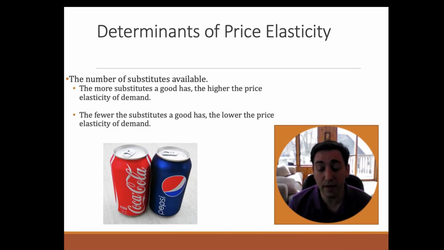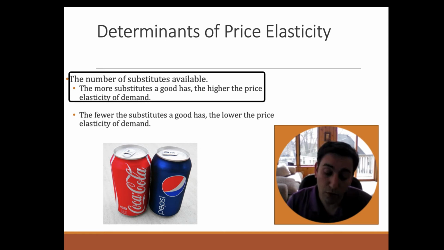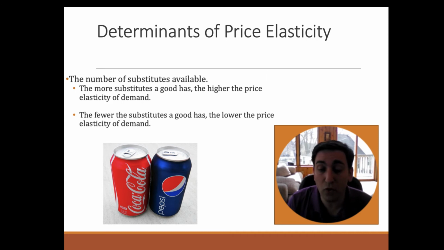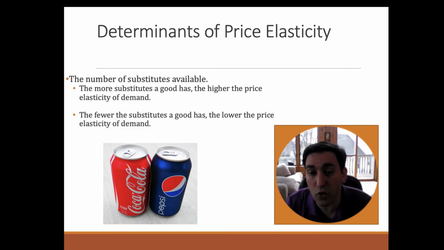So let's take these determinants of price elasticity one at a time. So remember, elasticity is a measure of responsiveness. So the more choices people have, the more likely they are able to respond when a price changes. So the greater the number of substitutes is the number one factor on increasing elasticity. If there aren't places for you to switch from buying one good to another, then there's no response that you can have. The greater the number of substitutes, the greater the elasticity.